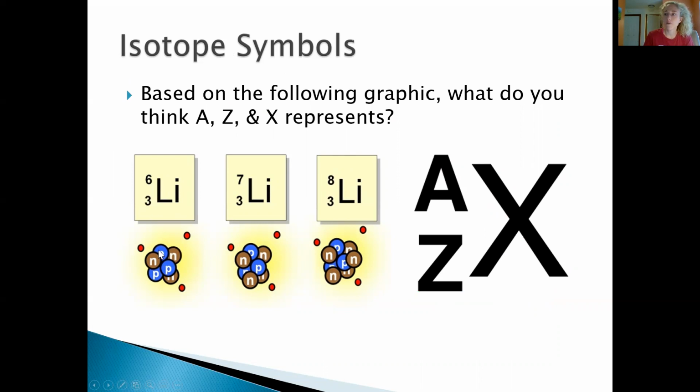When we look at lithium, we'll see that it has 3 protons in each of these examples. So this 3 down below, this Z, represents the atomic number, or the number of protons. Up above, we have a number that changes. If we count the subatomic particles in the nucleus, we have 6 here, 7 here, and 8 here. And we'll see that this up here in this top left-hand corner is actually telling us the mass of that particular atom. So A represents our mass, Z our atomic number, and X represents our element symbol.